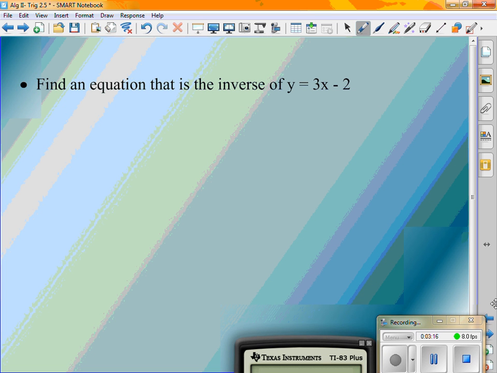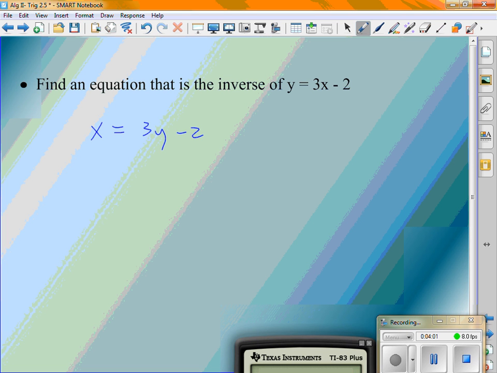This is what we're going to be doing. We're going to find an equation that is the inverse of y equals 3x minus 2. What does inverse mean when we talk about the ordered pairs? The x's became my y's and my y's became my x's. To find the inverse, the y's become x's and the x's become y's. Now all I'm going to do is re-solve.